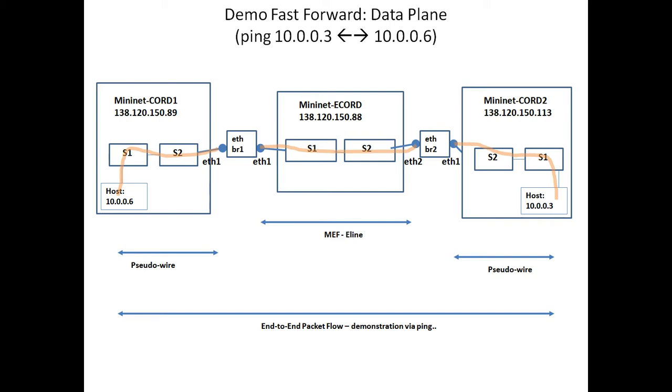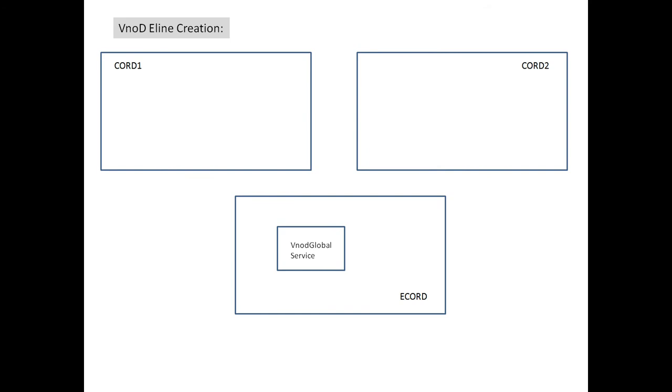So we see a 3-segment network. We have our local CORD sites on the left side and the right side, and we have 2 hosts in each one of those, 10.0.0.3 and 10.0.0.6. And in the middle we have our eCORD level, which is this binding level, which is going to pull the whole thing together. So we're going to have a multi-segment network with 2 pseudowires on the endpoints and an E-line in the middle. Together it's going to create an end-to-end packet flow, and we'll show that with ICMP a bit later.